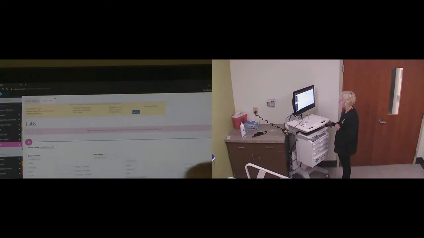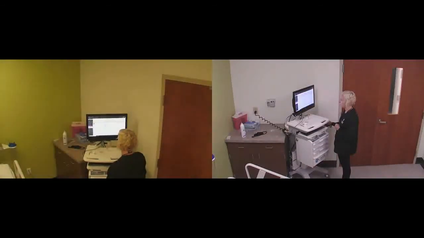Okay, now that I have done my 2 checks of my 5 rights in the med room, I'm going to go ahead and close out of Jean's chart, and I'm going to go into the room to administer these medications. I'm going to minimize my screen here so that I don't violate any HIPAA laws when I go out into the hallway and move over to Jean's room.